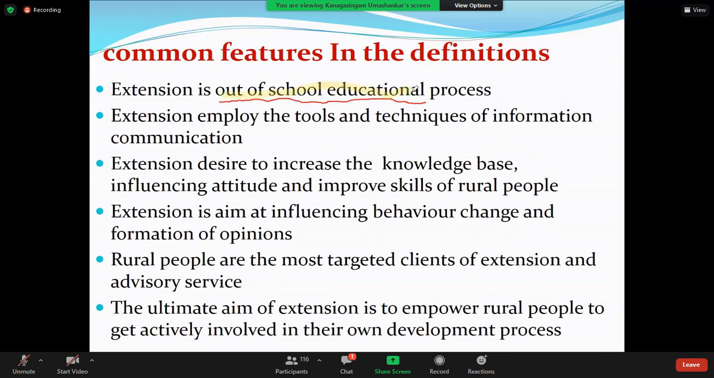The second point: extension employs the tools and techniques of information and communication. Now I'm lecturing to you. Because of COVID, you all are at your home.